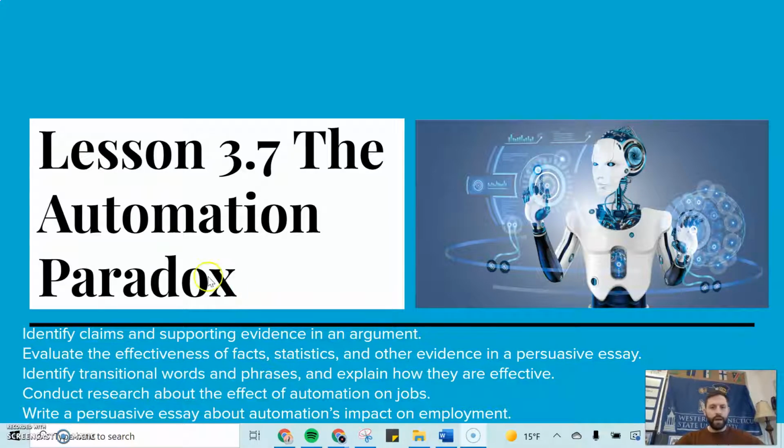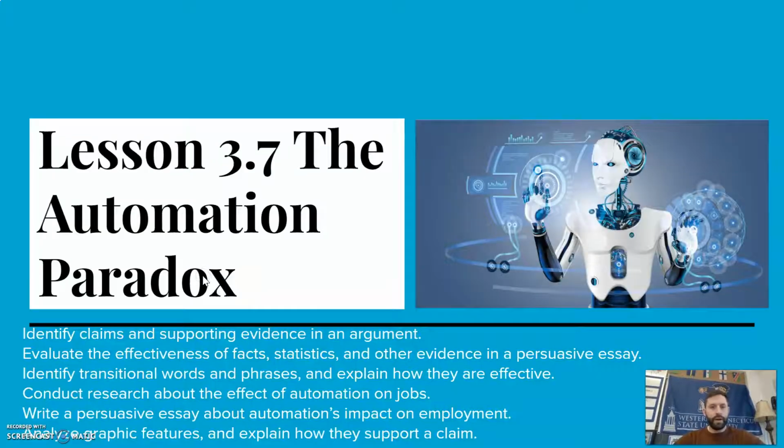Hey everybody. Today we are going to be learning about the automation paradox. This is an article that you're going to be reading. We're going to be doing a few things with it. After you read the article, you're going to be analyzing the article. Then you're going to be doing a little bit of research on automation. And at the end, you're going to be writing a short persuasive essay about what its impact on employment is going to be.